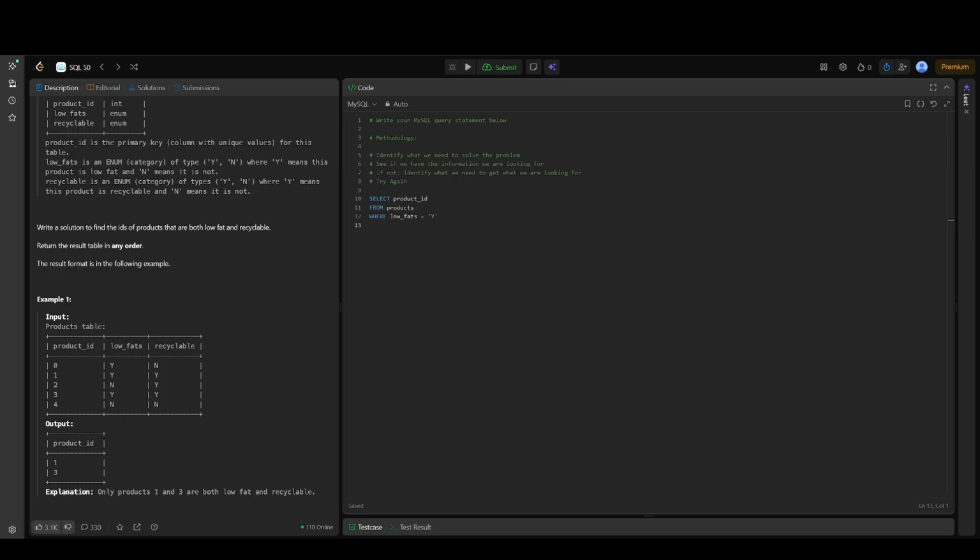But that's not the only thing we're looking for. I'll keep it on one row just to keep it simpler. And we want recyclable to be also yes. Does that make sense, right? We are selecting the product ID from products, but we're only selecting the product IDs where the corresponding product has a Y in low fats and a Y in recyclable. So this should hopefully give us the products that are recyclable and low fat.